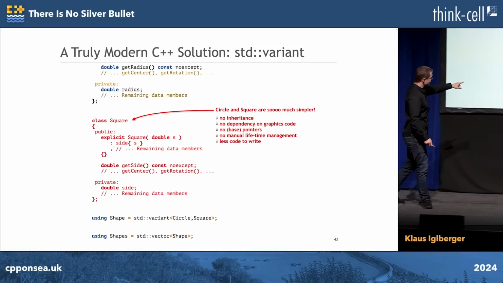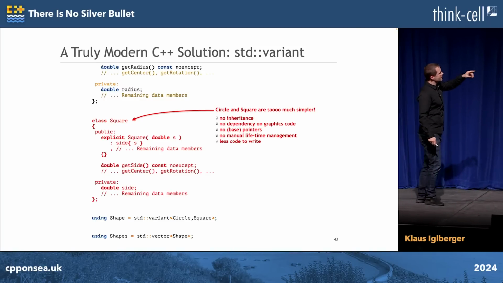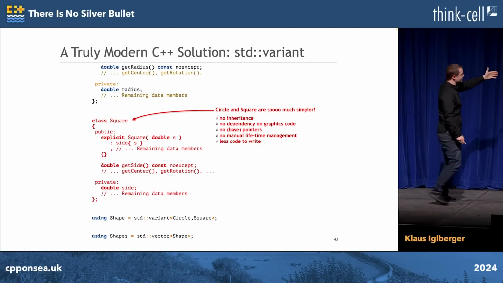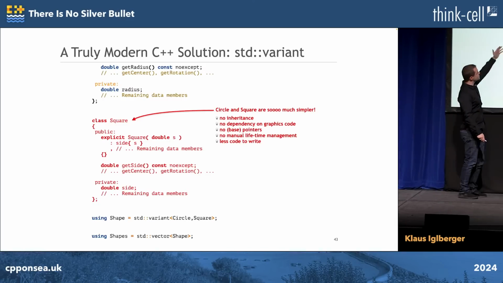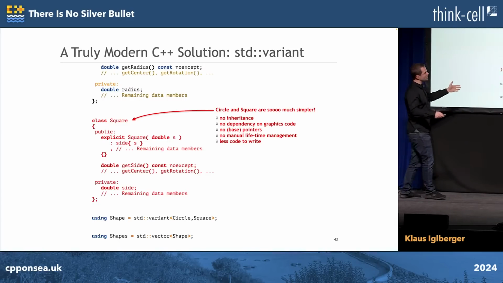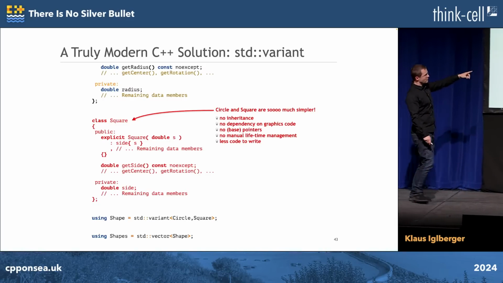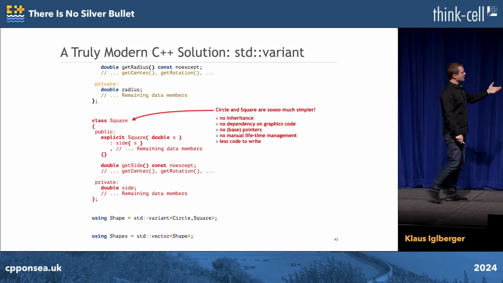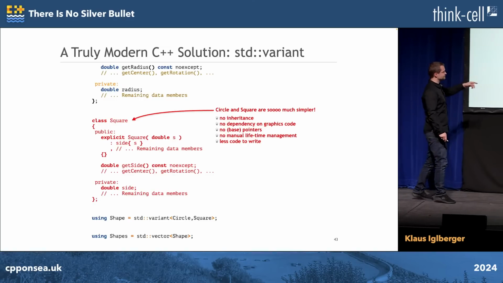But then, here. Circle and square are so much simpler indeed, pretty much what I just said. There's no inheritance. Also, there is no dependency on any graphics code. These two don't know anymore about drawing at all. There are no pointers or base pointers. I don't have to take care of lifetime, so you don't see unique pointers move, etc. And it's just less code to write.